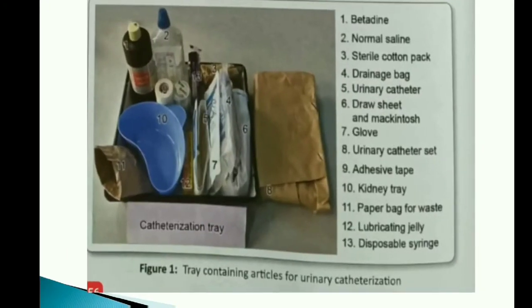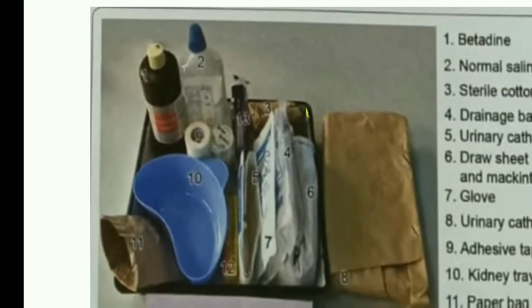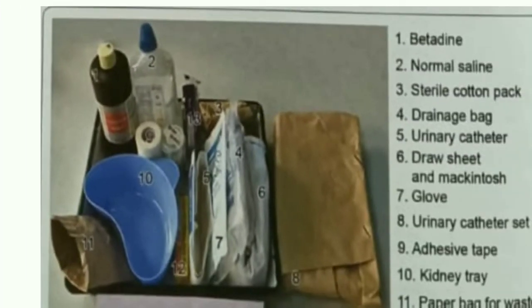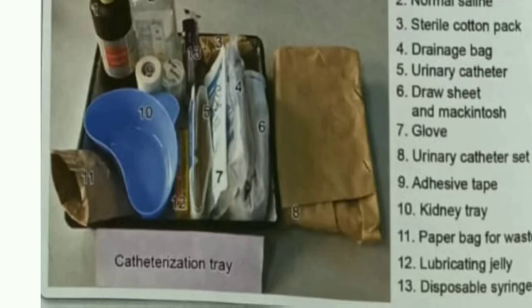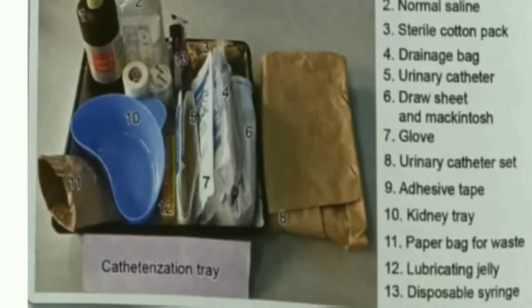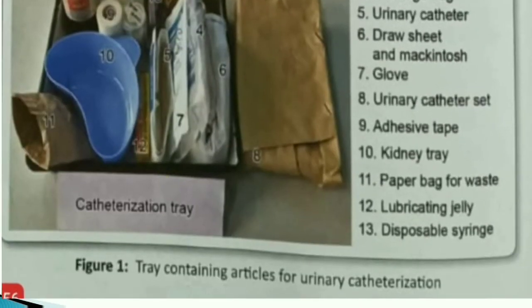Here is the urinary catheter set, which is containing sterile cotton swabs and the two bowls which are sterile. The ninth one is the adhesive tape. Here you can see an adhesive tape. The 10th one is the kidney tray, and then paper bag for the waste, and lubricating jelly, and disposable syringe.